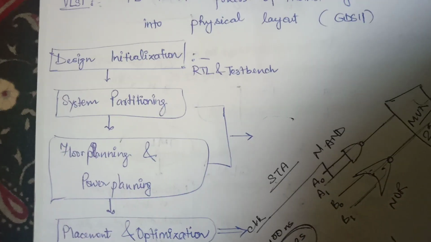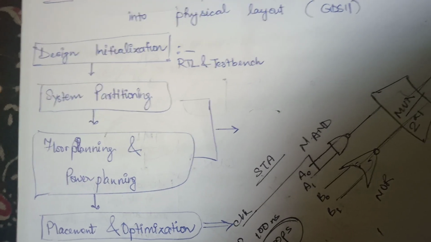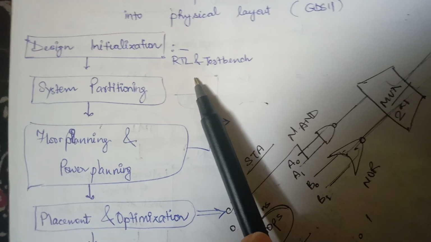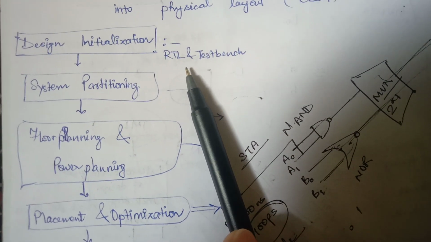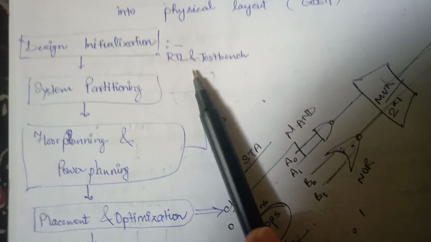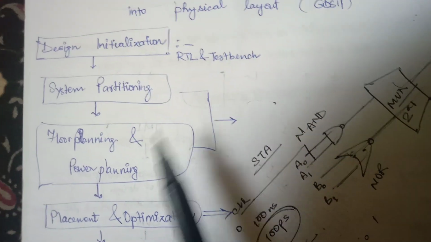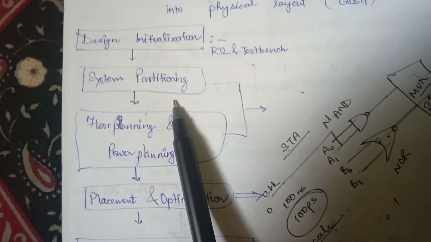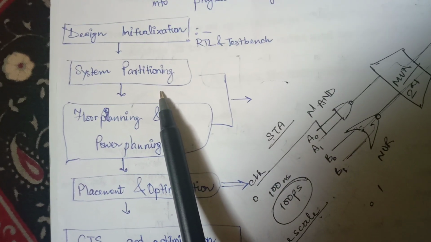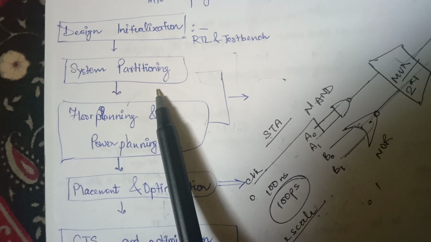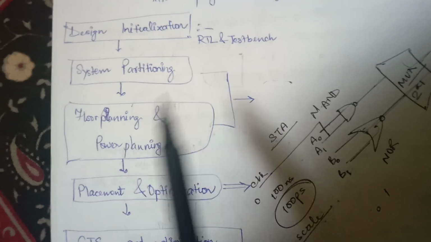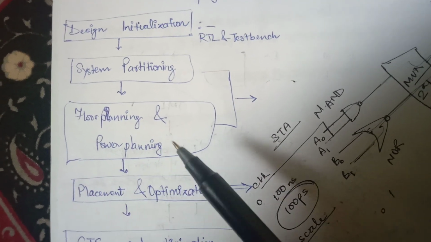When you initialize the design, you go through the RTL files, that is the .v file, or .vhdl file, or .sv file, and the test bench file. Then system partitioning goes on for the various layouts. System partitioning is used for the NOT, NAND or NOR gates, and it is used for the floor planning and power planning thereafter.